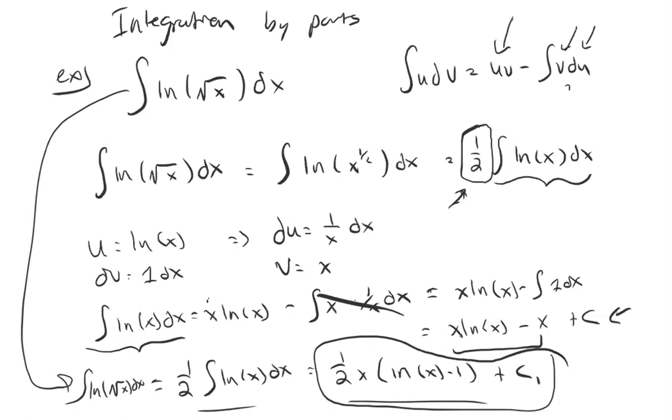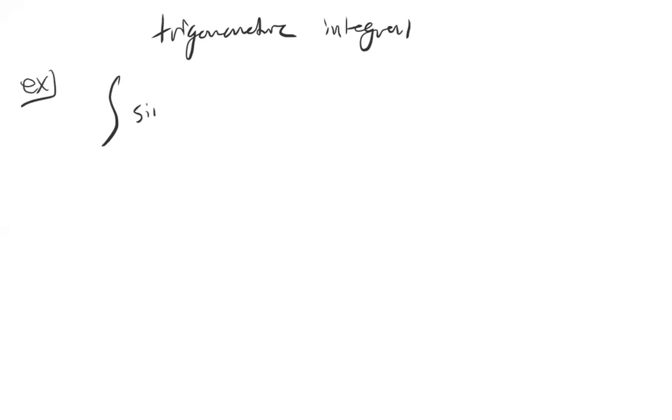Integration by parts, super useful. Definitely be comfortable with that. Okay, and the last thing I wanted to run through was just a quick example of a trigonometric integral. So let's say we have sine cubed of x cosine squared of x dx.